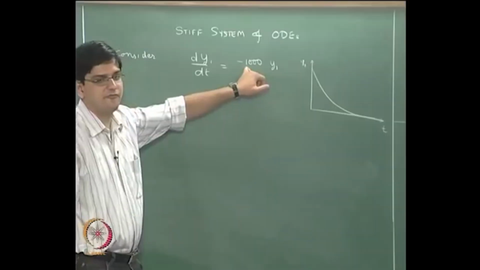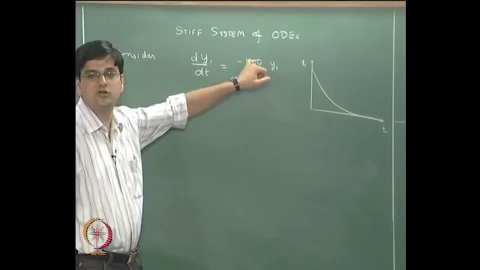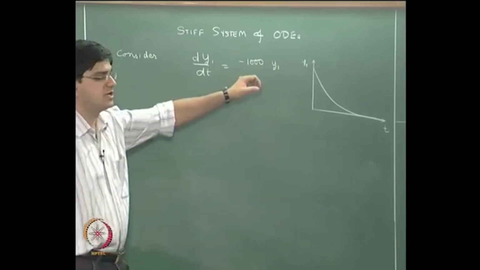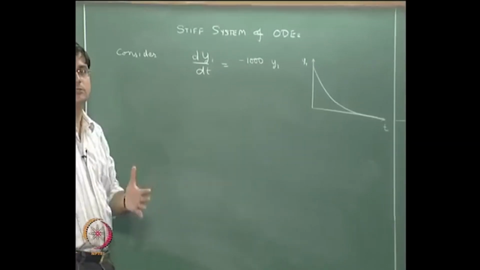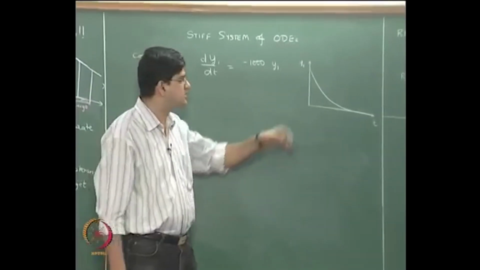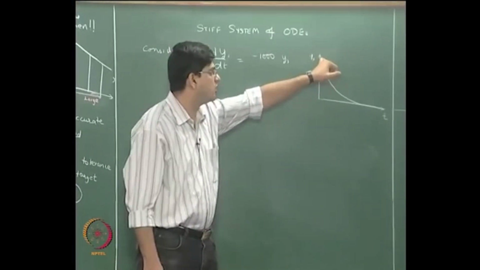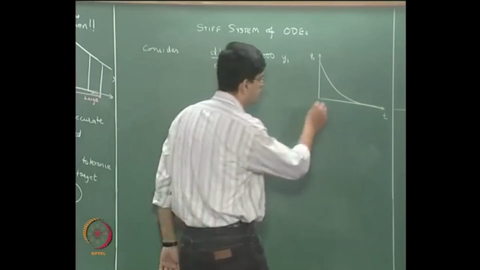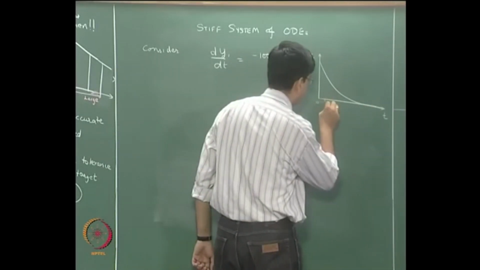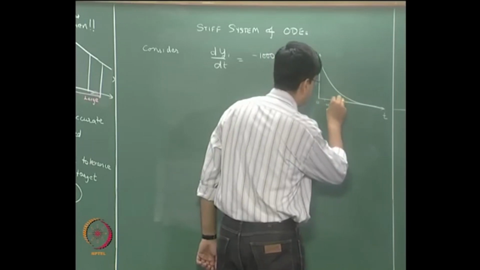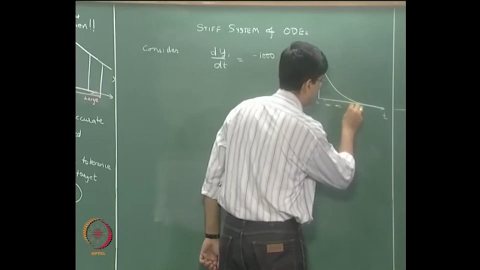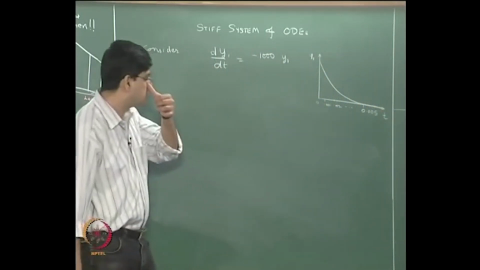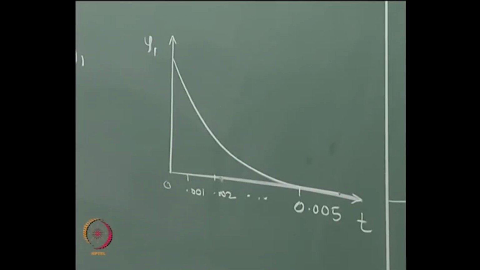The time scale tau is going to be 1 divided by lambda. So the time scale is going to be equal to 10 to the power minus 3. So in approximately 5 milliseconds, the system would have gone from whatever initial condition it was to 0. So this is going to be 0, this is going to be 0.001, 0.002 and so on, and this is 0.005. Okay. So this is how this particular system is going to respond.